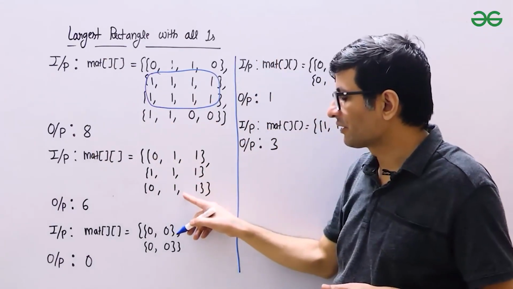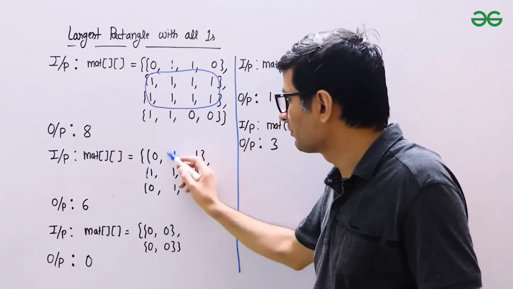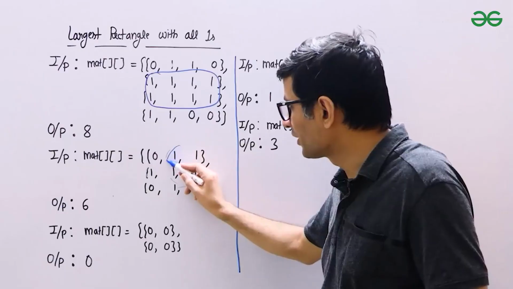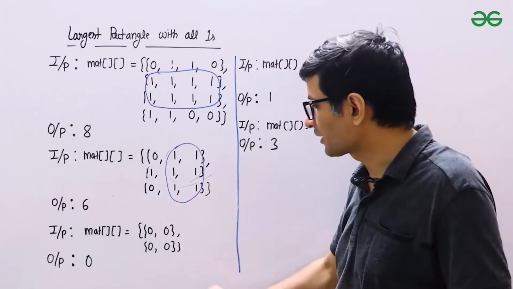Let's now see this example. Here we have this submatrix, we have this submatrix, and then we have this submatrix of largest size. This has 6 ones in it. So our output is 6.